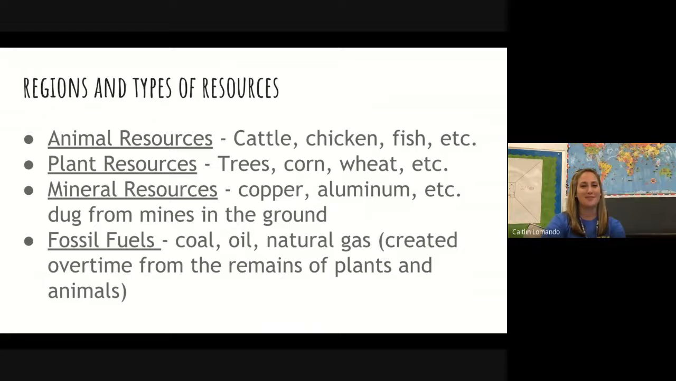So there's 4 types of resources we're going to talk about today when thinking about regions, and they are animal resources. Animal resources are like cattle, chicken, fish. Plant resources, trees, corn, wheat. Mineral resources, copper, aluminum, etc. And typically mineral resources are dug from mines in the ground. We also have fossil fuels. That includes coal, oil, and natural gas. Many of these are created over time from the remains of plants and animals. So again, we have animal, plant, mineral, fossil fuel.